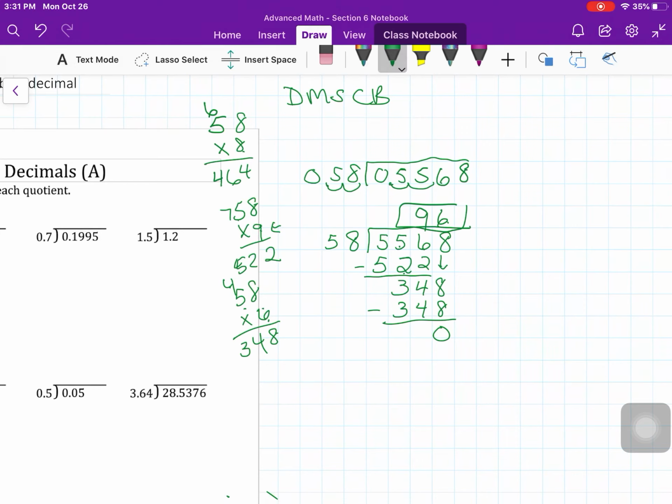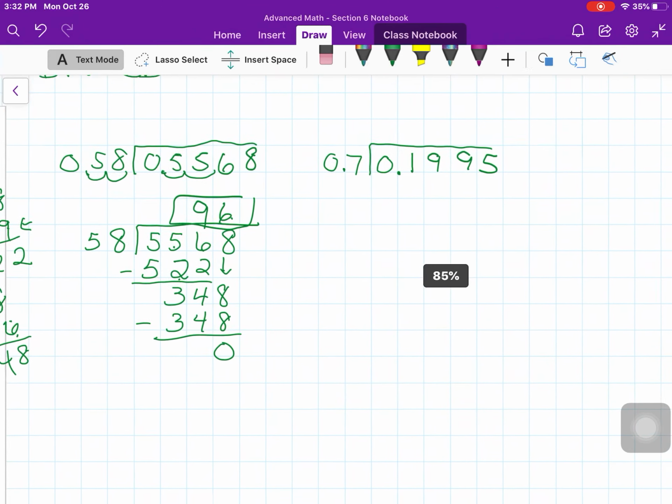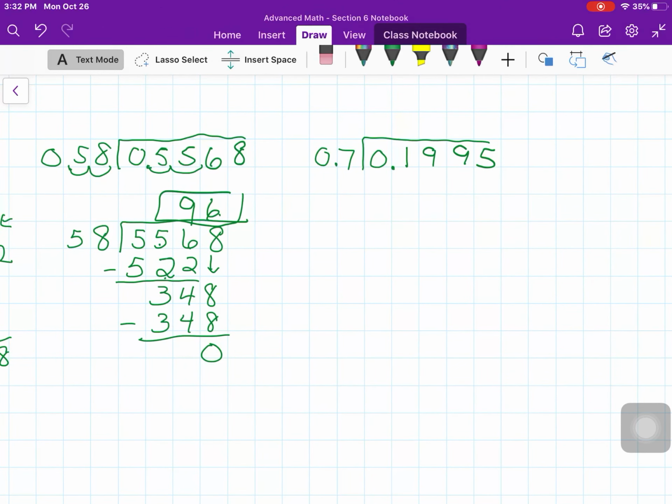We've got 0 and 7/10 as our divisor. And we've got 0 and 1,995 10,000ths. And let's zoom this in a little bit. Again, we want to move the decimal in the divisor to the end of the number, so it's a little bit easier to deal with.